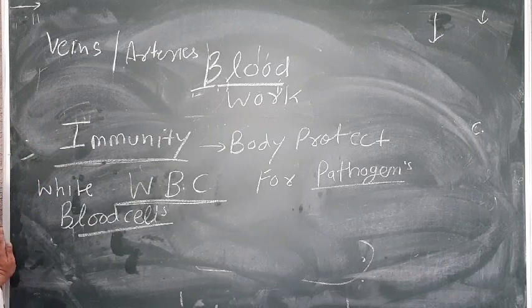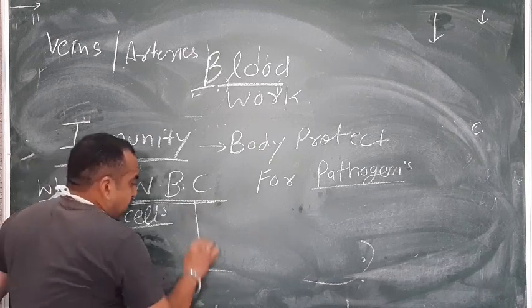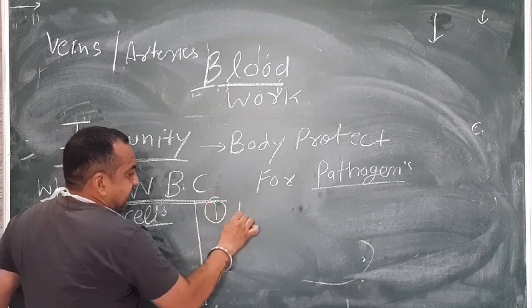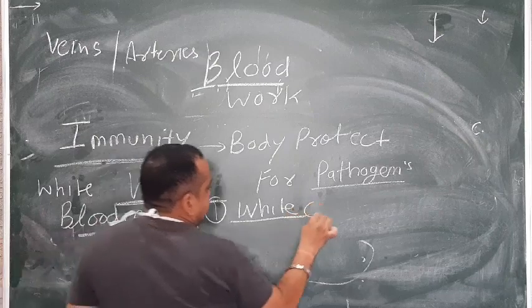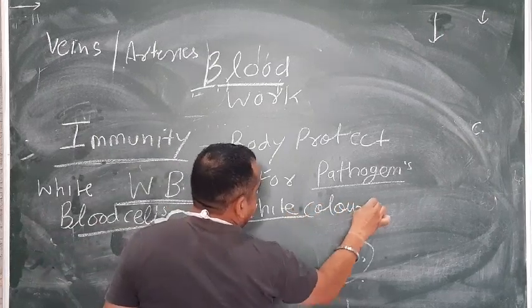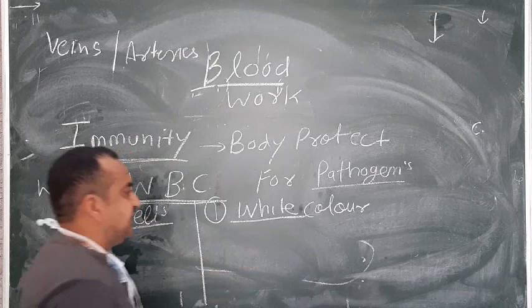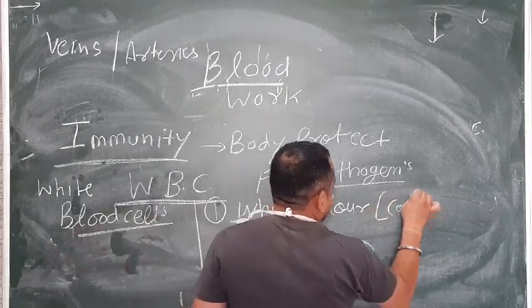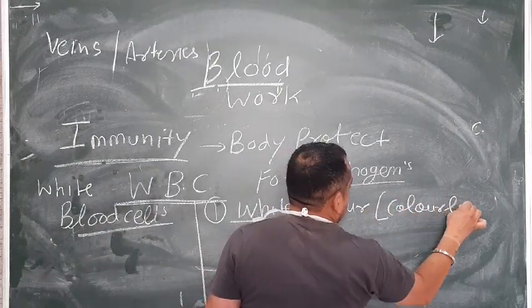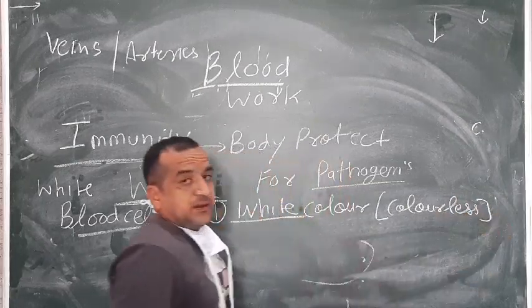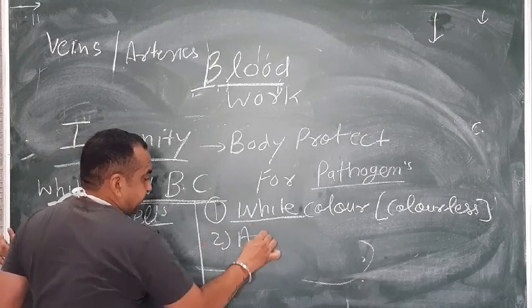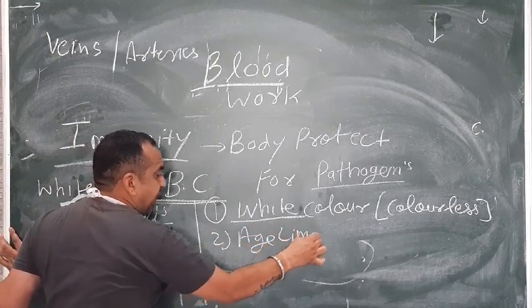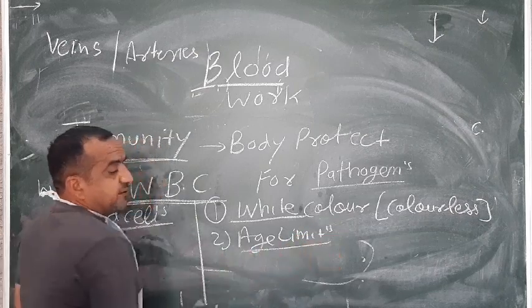WBC is the abbreviation of white blood cells. White blood cells are white in color because they are colorless. In meaning, WBC is called colorless. White blood cells have no age limit. The question is, why do they not have any age limit?